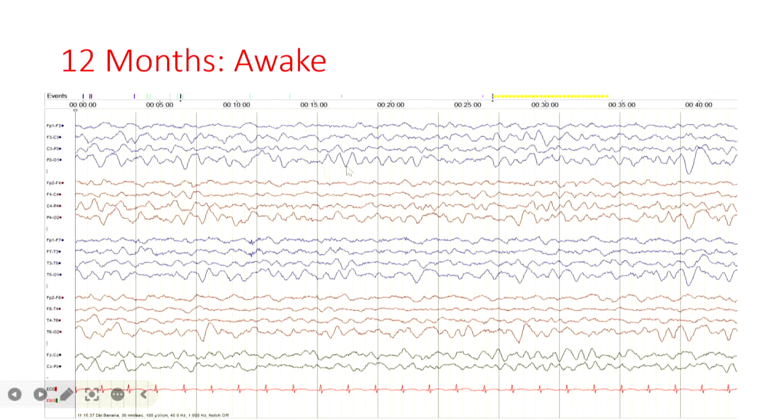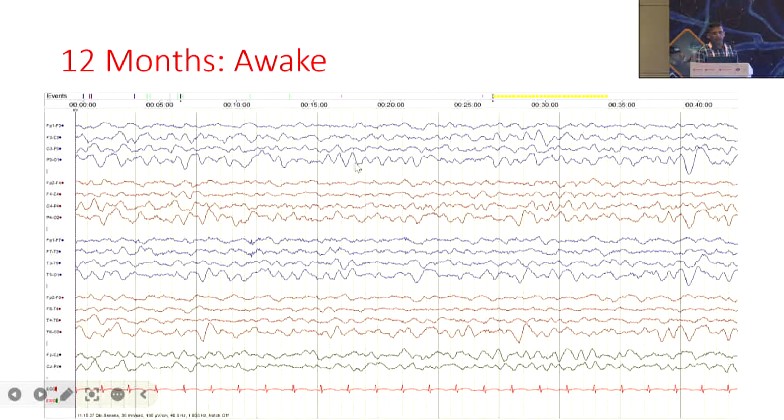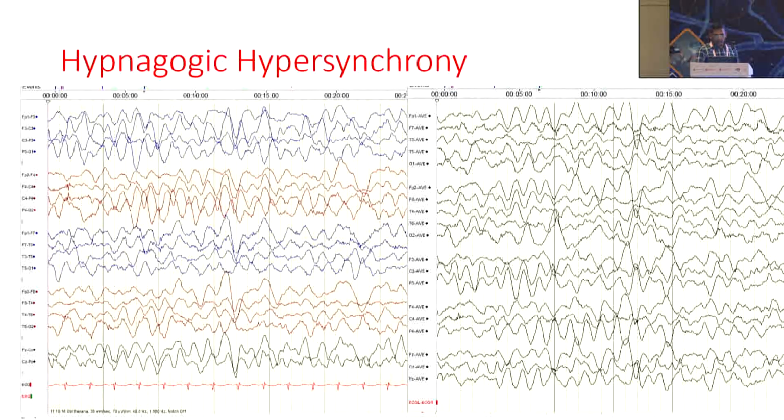So again, good posterior dominant rhythm, but as you can see, 1, 2, 3, 4, almost 5 hertz posterior dominant rhythm, well modulated activity, and hypnagogic hypersynchrony. This also we have seen in the morning session. There's very good drowsy burst.